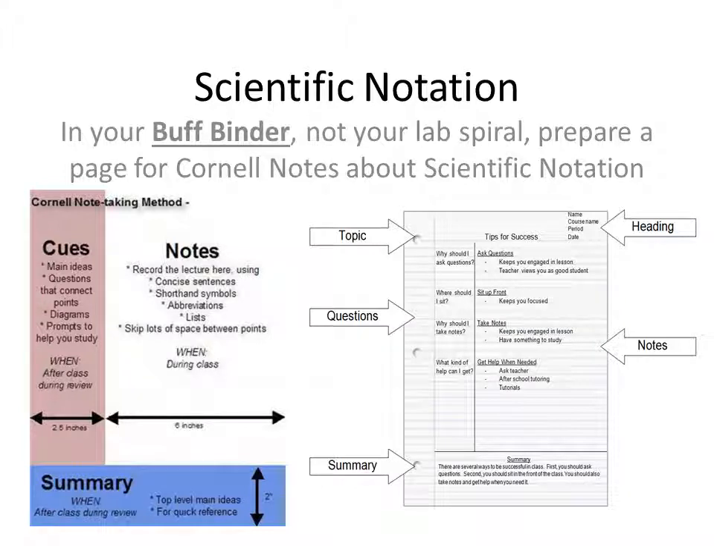Today we're going to be taking notes on scientific notation. In your buff binder, not your lab spiral, set up a page for Cornell Notes about scientific notation. So you should have at the top, of course, your heading and the title, Scientific Notation. And I would expect along the left-hand side, your main ideas, the scientific notation topics that we talk about, and examples on the right.